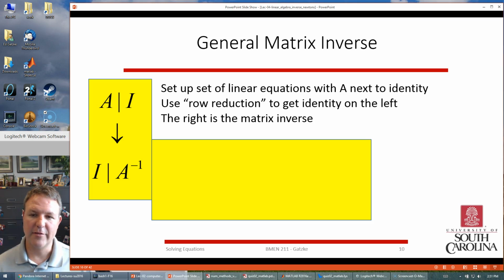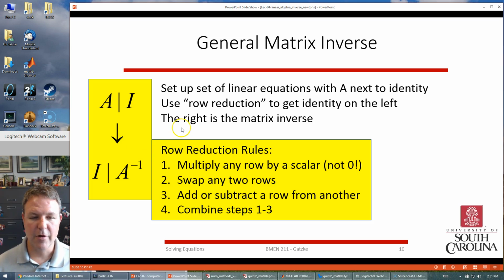Row reduction has some different rules. After you do row reduction, you manipulate the set of equations using individual steps to get to the point where the identity matrix is here, and whatever's on the right-hand side becomes your inverse matrix. The row reduction rules are: you can multiply any row by a scalar, as long as it's not 0. You can swap two rows to reorder the equations. You can add or subtract a row from another. And you can do any of these 3 steps at the same time if you understand what's going on.